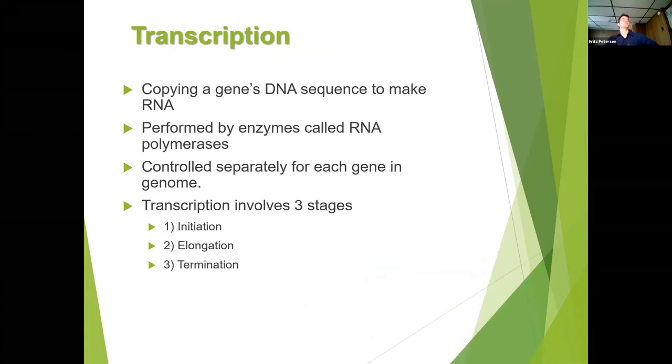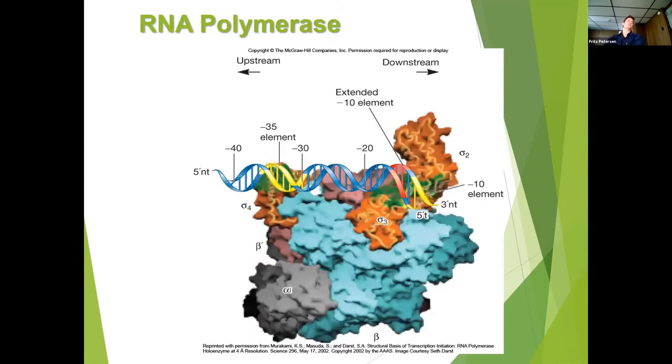During transcription, a DNA sequence is copied to make RNA, and this is performed by an enzyme called RNA polymerase. It's controlled separately for each gene in the genome. Transcription involves three stages: initiation, elongation, and termination. In the next couple of slides, we'll be discussing what this RNA polymerase looks like and what exactly it does. We'll be talking a little bit about gene control, and then I'll explain each of these three stages to you. So RNA polymerase, here's what that molecule looks like.